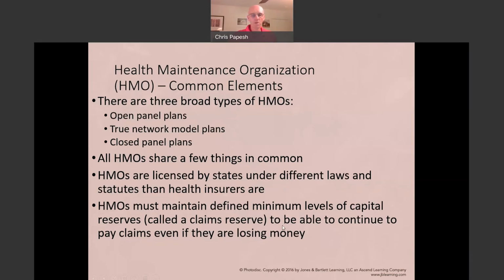So the HMO, they sign up a group of doctors who only work for them in a strict closed HMO. But then there's others, which are like a PPO, where the doctors may work for them in other programs. So it depends what type of HMO you choose, if your employer offers an HMO plan.